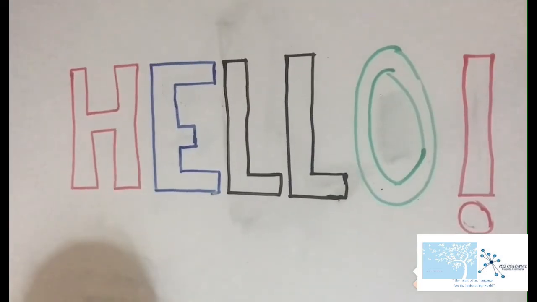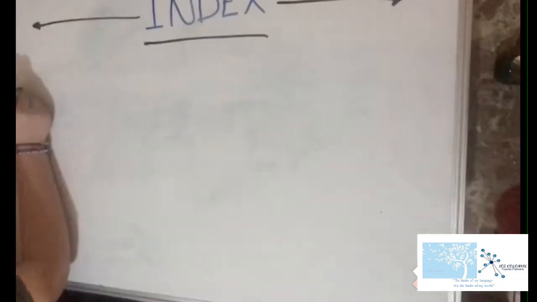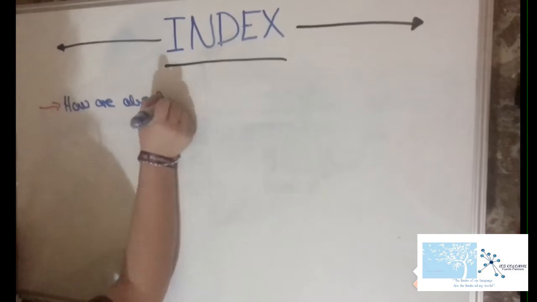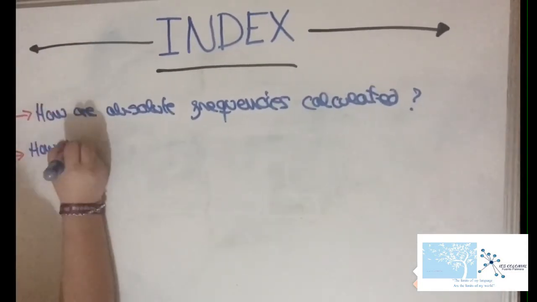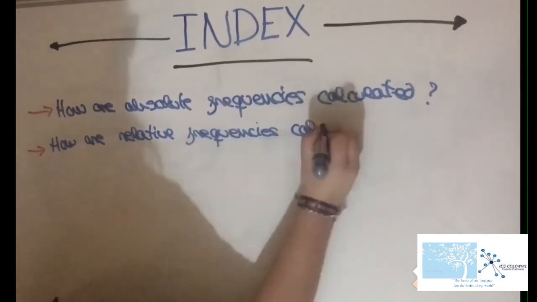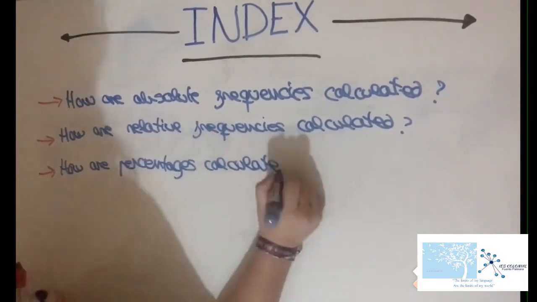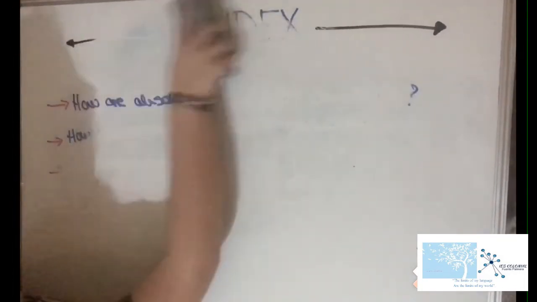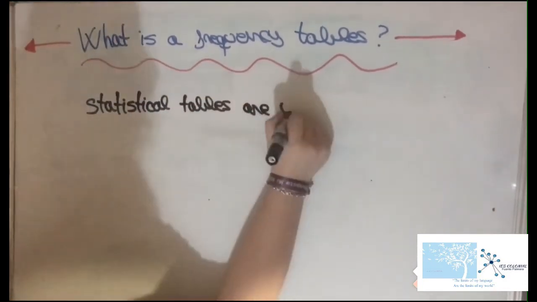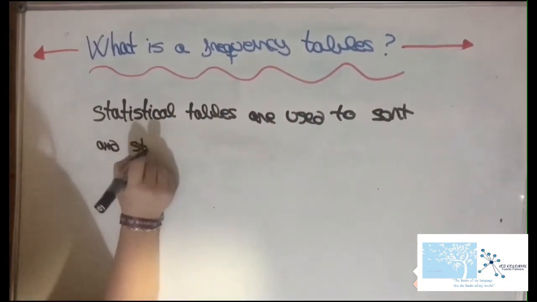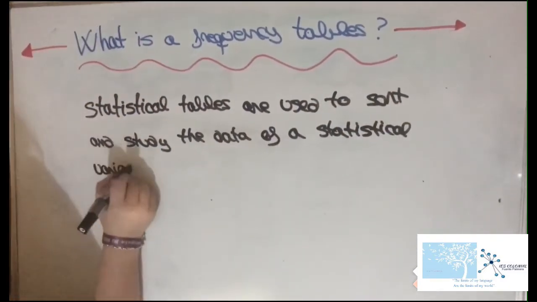Hello, my name is Maria Victoria, and today I am going to talk about frequency tables. I am going to explain how absolute frequency is calculated, how relative frequency is calculated, and how percentage is calculated. First of all, what is a frequency table? Statistical tables are used to sort and study the data of a statistical variable.